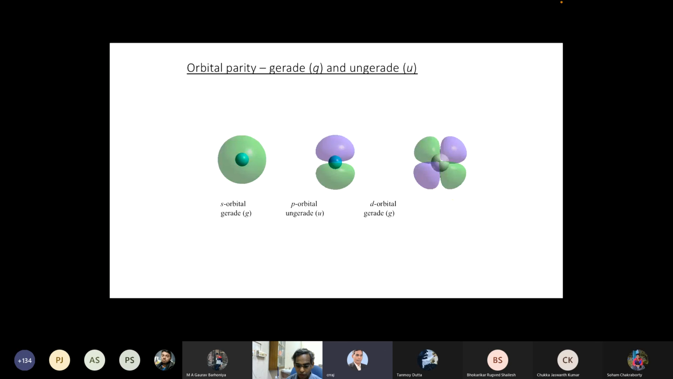Right now, I'm going to talk about gerade. This is about orbital gerade. I'm not going to talk about the MO symmetry; I'm talking about the orbital symmetry. Basically, what we have is an s orbital. How do I know whether this is gerade or ungerade? What you need to look at here is a way to check.